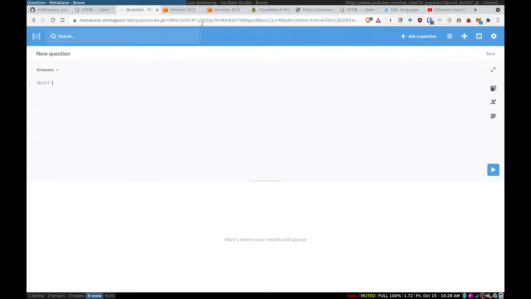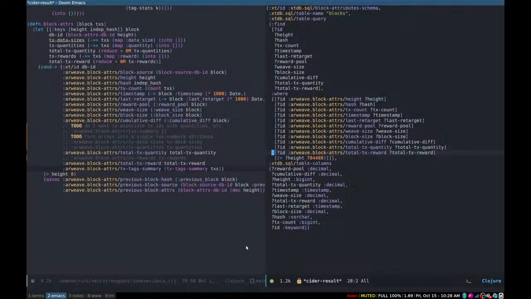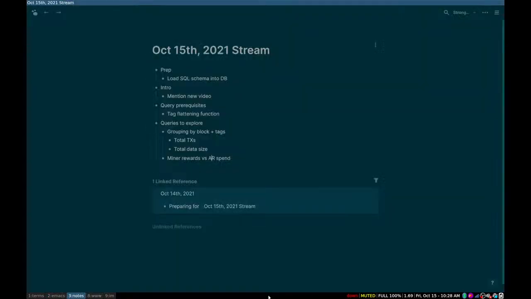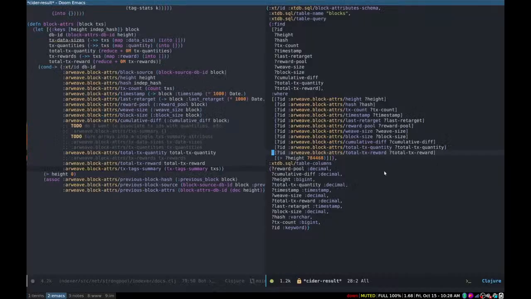Okay, so let's do this last one, this miner rewards versus AR spend. So what do we need for this? Okay, so in here we have total transaction reward. Let's sum that up first. Or just plot it first. Let's do that.